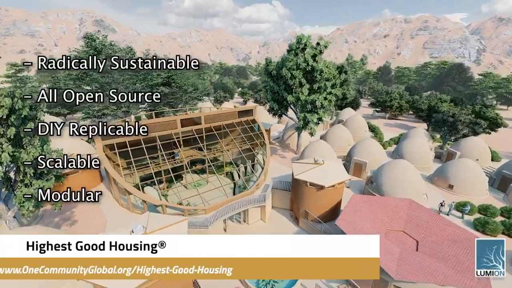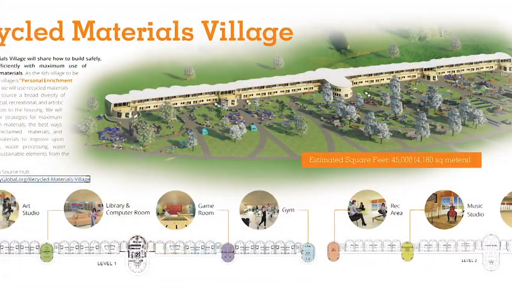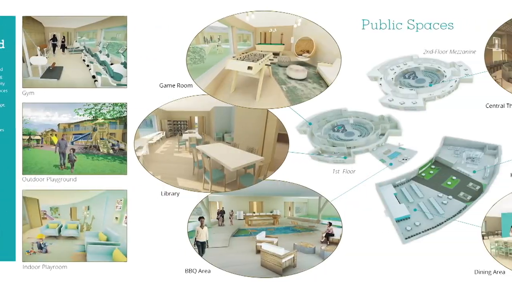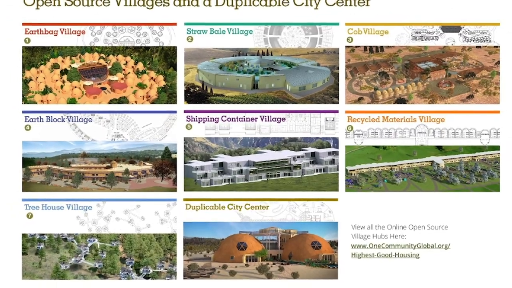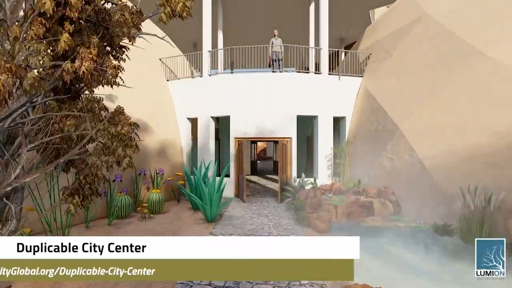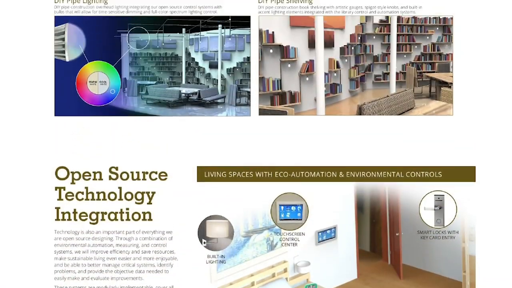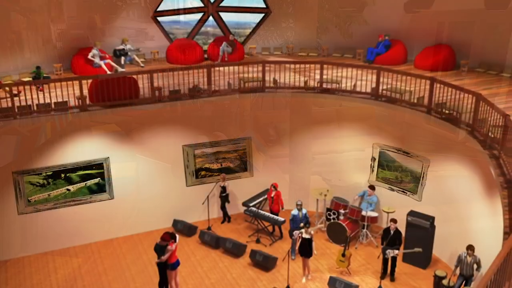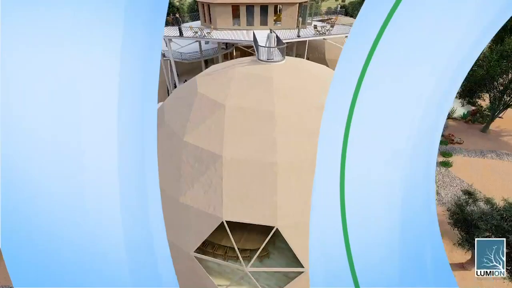The One Community approach to highest good housing is eco-artistic home building that is affordable, sustainable, do-it-yourself duplicable, resource and space efficient, and consists of 7 different sustainably constructed village models. One Community is also creating an open source duplicable city center. It is designed to be LEED Platinum certified, provide 12 guest rooms, dining for over 150 people, and laundry and recreation space for over 300 people, all while saving money, time, space, and resources.